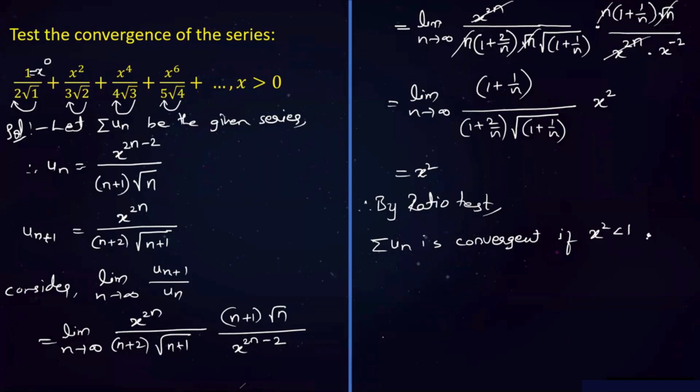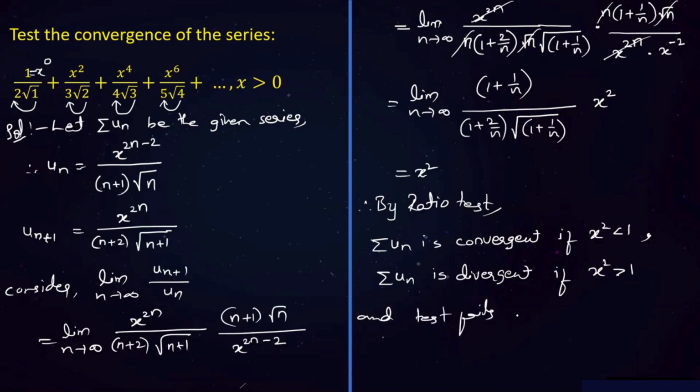Also along with this, you can say summation un is divergent if x square is greater than 1. In fact, there will be so many values where x square may be more than 1. So for all those values, it is a divergent series. And particularly, we can say the test fails when x square is equal to 1. The other two cases are quite clear.